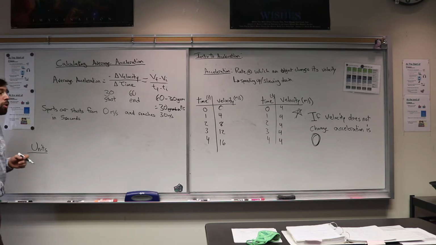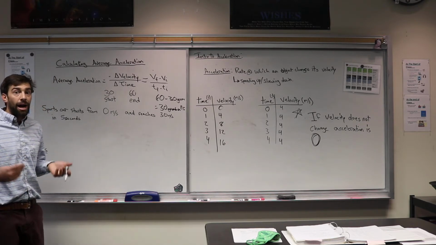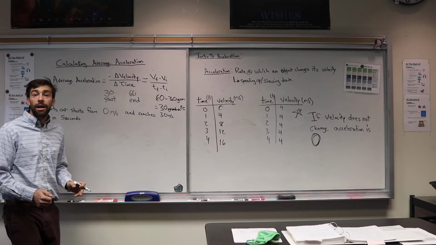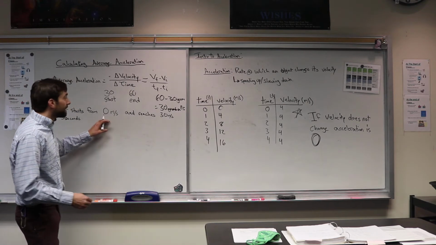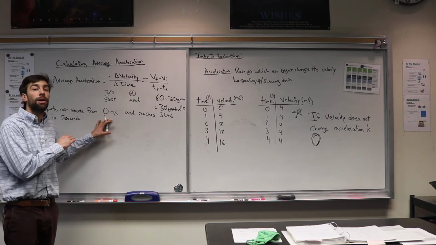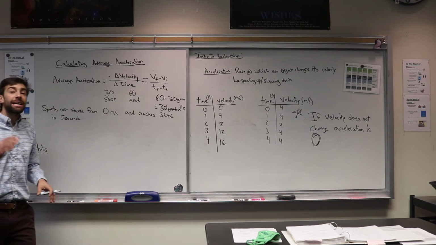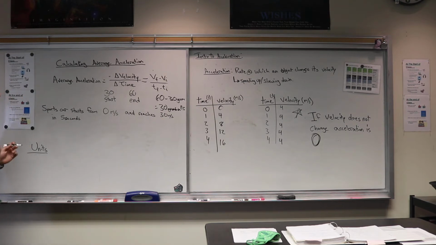So let's do a quick example, just a basic calculation on average acceleration. We have a sports car. It starts at the start line. It is at rest. When I say at rest, I mean 0 meters per second, 0 miles per hour, 0. And it reaches 30 meters per second in 5 seconds. So let's go ahead and calculate that average acceleration.